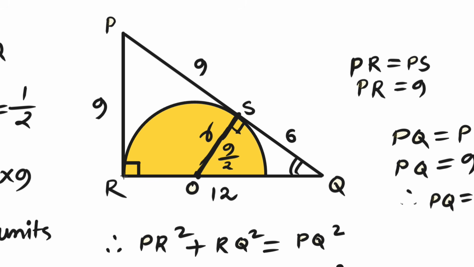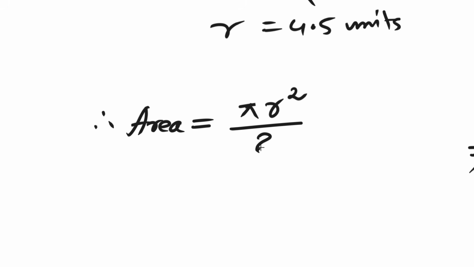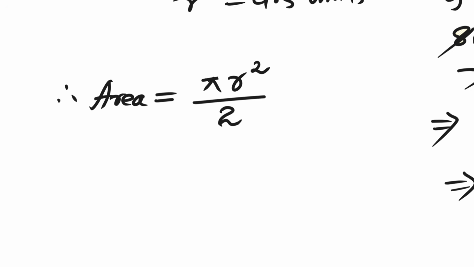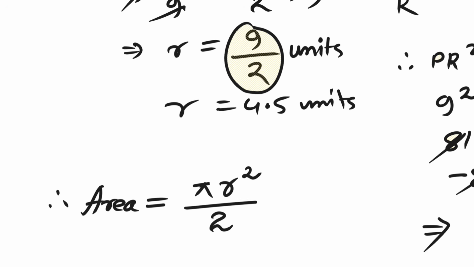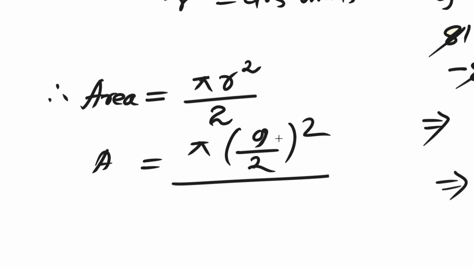Now, we are ready for the final step, finding the area of the shaded region. The area of a full circle is pi multiplied by the radius squared. Since we only have a semicircle, we take half of that. So the formula is area equals pi multiplied by radius squared divided by 2. Now substitute our radius, which is 9 divided by 2. So the area equals pi multiplied by the quantity 9 divided by 2, all squared, divided by 2.